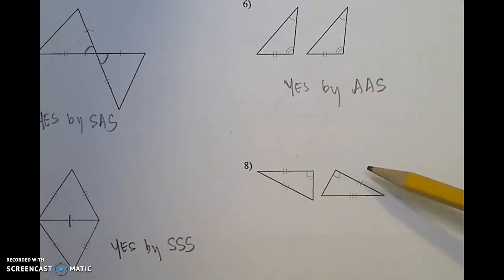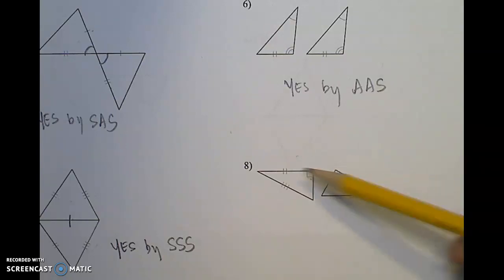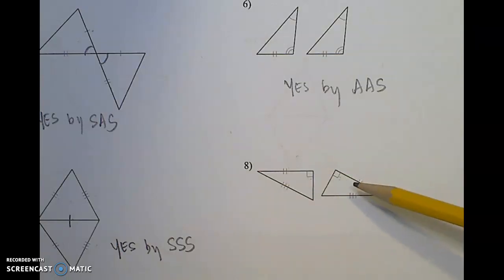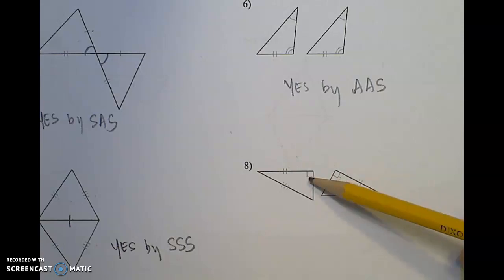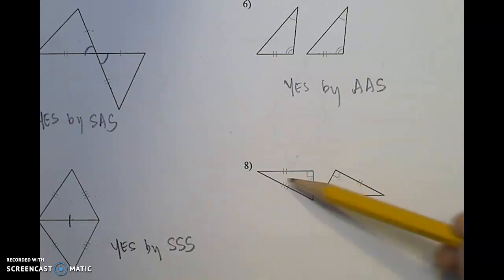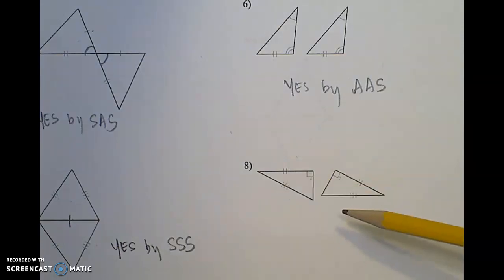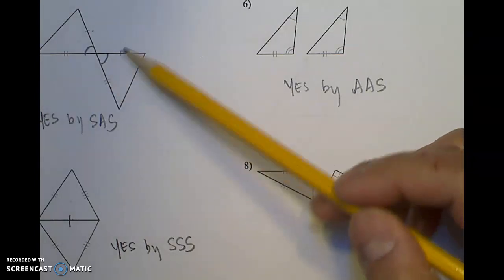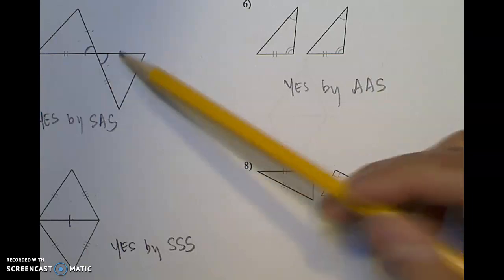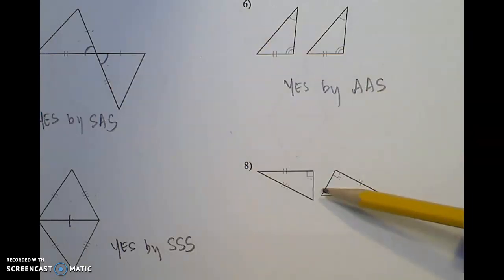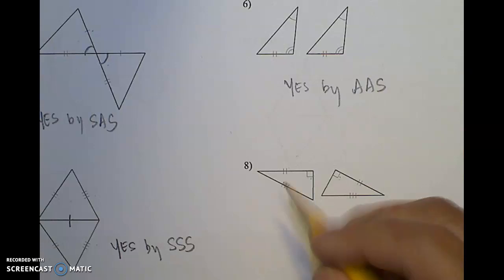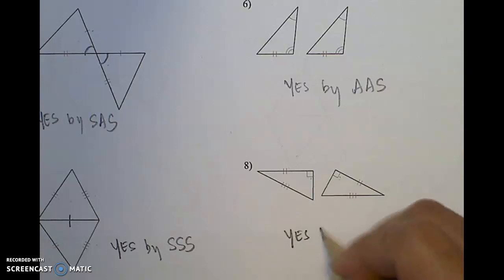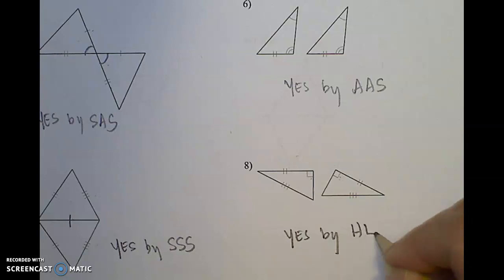But we're looking at the arrangement. Well, we see two sides and an angle. This is not SAS, because the angle that's marked up is not in between the two sides. So again, it wasn't like this one. But see, here's the two sides, and here's the angle in between. So we don't have this by SAS. But these two are congruent by a new postulate, which we're going to call HL.